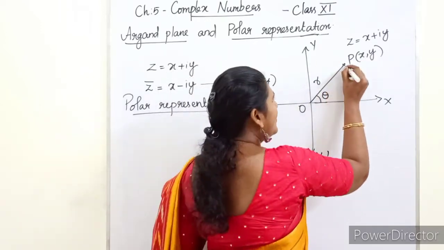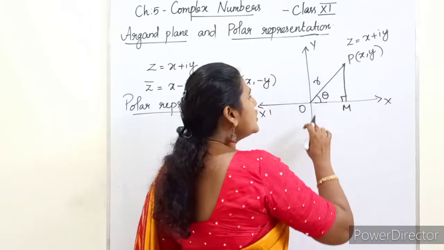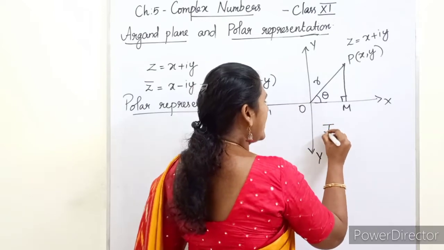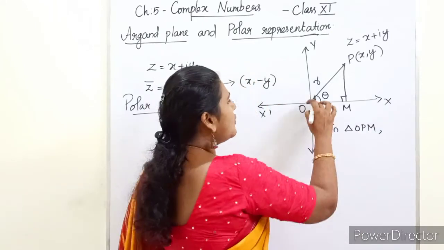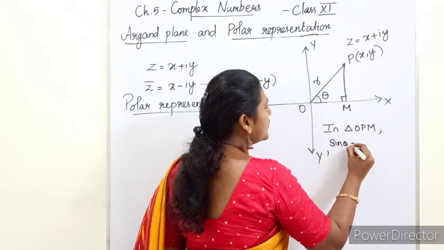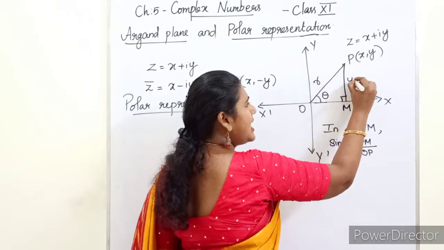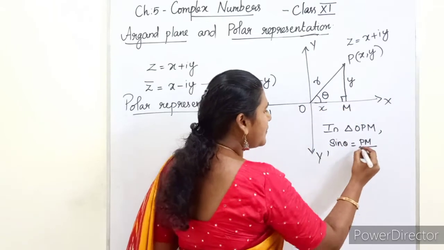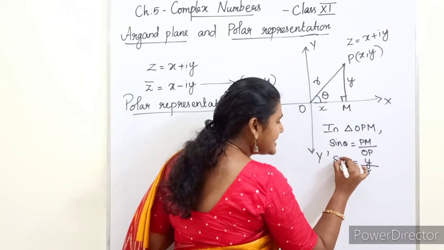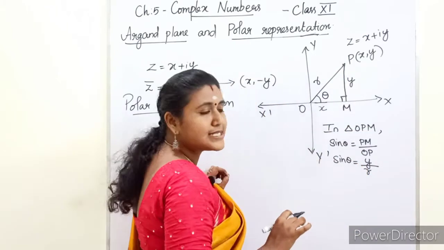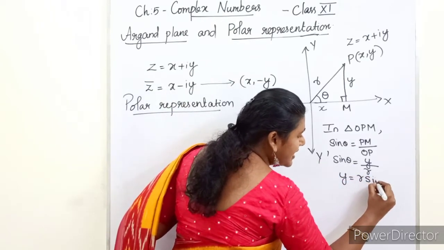How can we write it? We will draw a perpendicular PM. PM is perpendicular to the x-axis, so we will get a right angled triangle. In triangle OPM we will use trigonometric ratios. Sin theta is equal to PM by OP. What is the value of PM? PM is actually y and OM is x. So PM is y, and what is the OP value? r. So what we got is sin theta is equal to y by r. From this, y is equal to r sin theta.